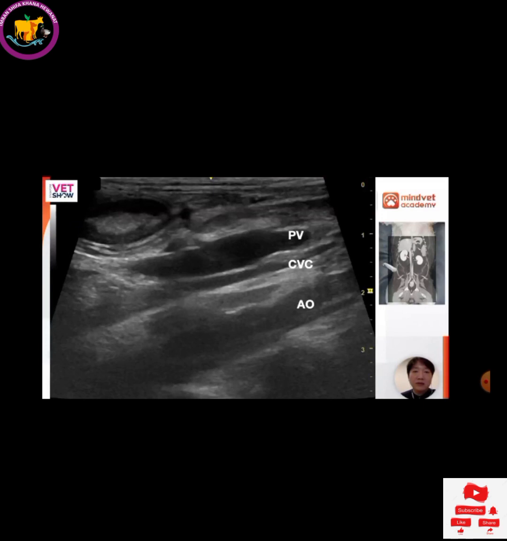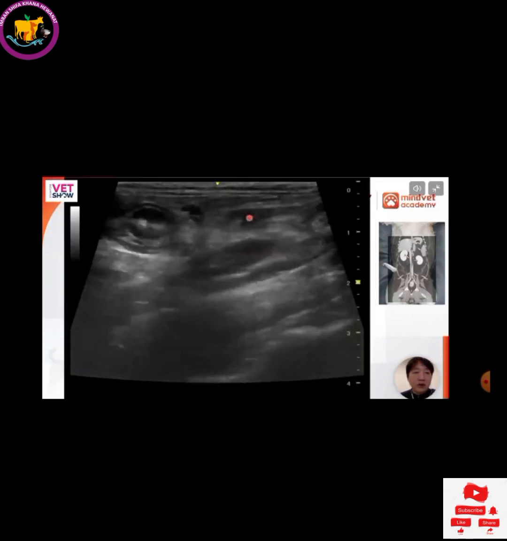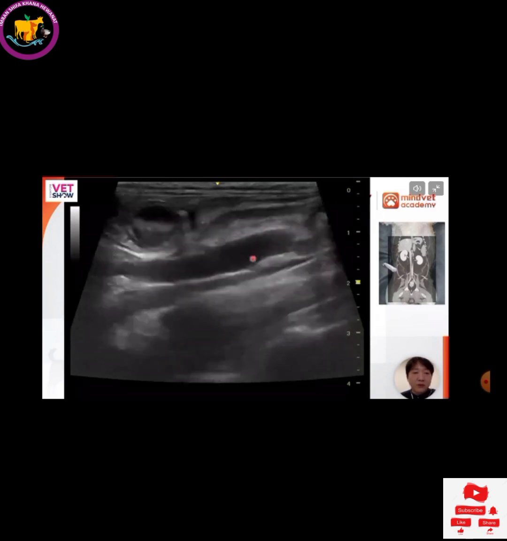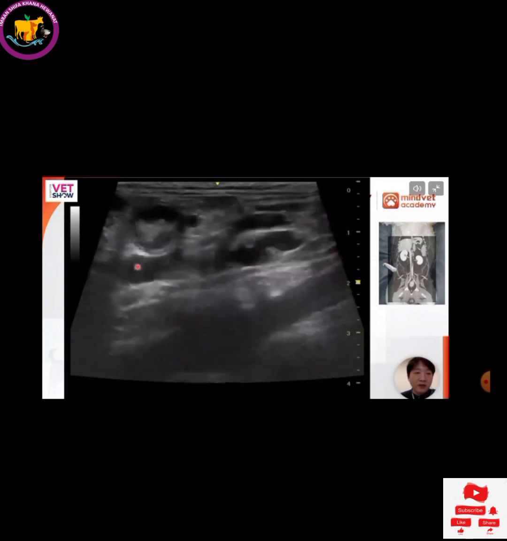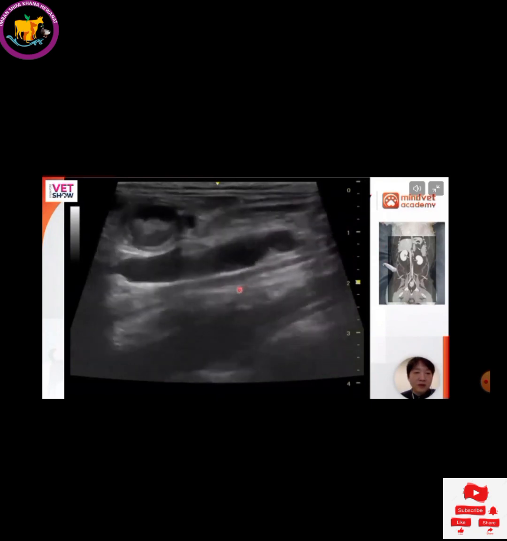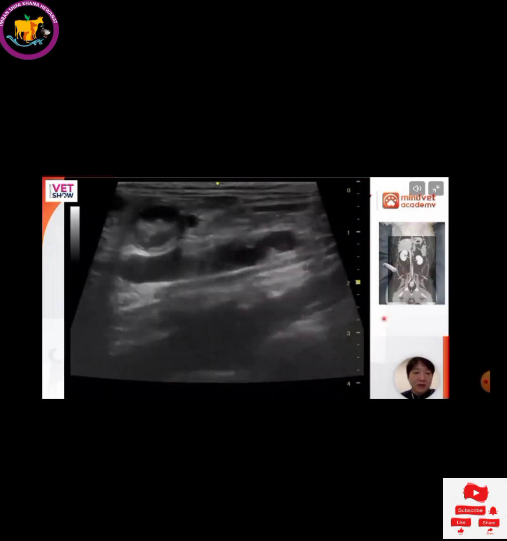Let us show you the video of the investigated blood vessels. You will see this is the portal vein here, and this is the caudal vena cava here, and this is the aorta. And this hyperechoic line with acoustic shadow is the spine.